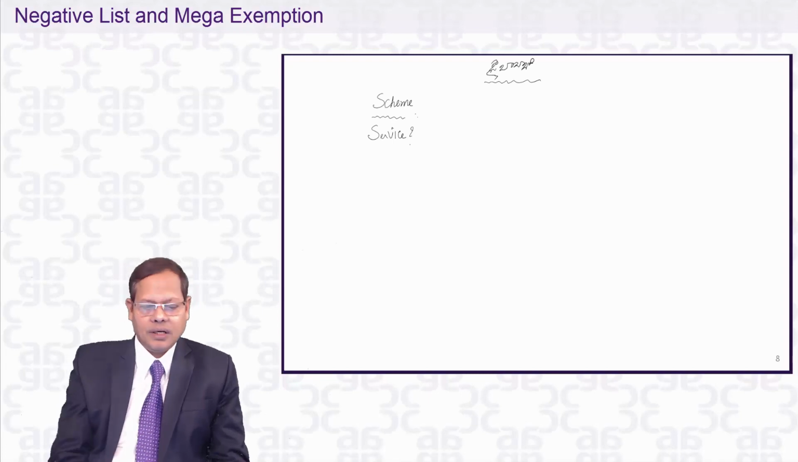Scheme, service. Okay, whether there is service, we have to answer that. So what is service here? Here service means service under section 65B(44). So service as per the definition, and also of course services covered under section 66E, that is declared services. Okay, now you got it. So whether it is service or not, that is the first test.